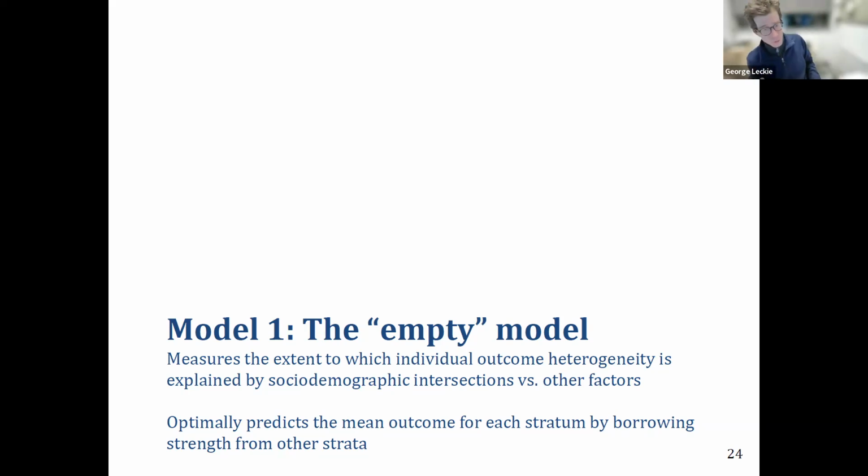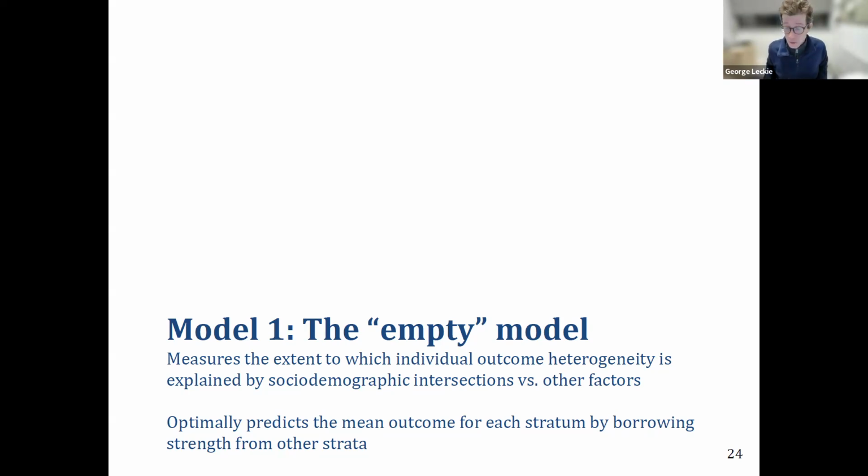This first model, model one, the empty model, is really going to measure the extent of individual outcome heterogeneity in BMI: to what extent can we explain it by sociodemographic characteristics? And by this, I mean as richly as possible, so by the 382 intersections. This is equivalent to asking to what extent main effects and all possible interactions between these five characteristics, which are sex, race, education, income, and age, collectively have explanatory power versus other factors not in the model.